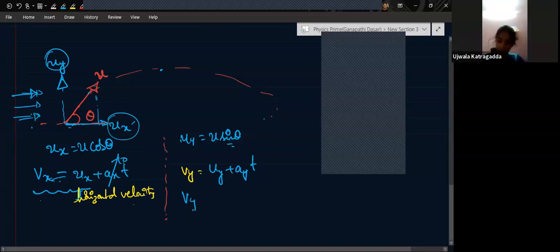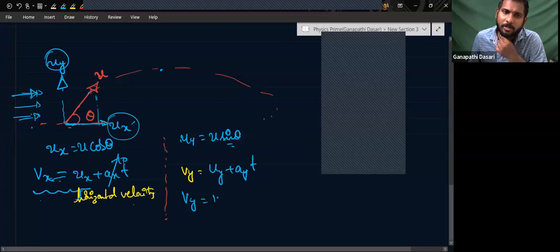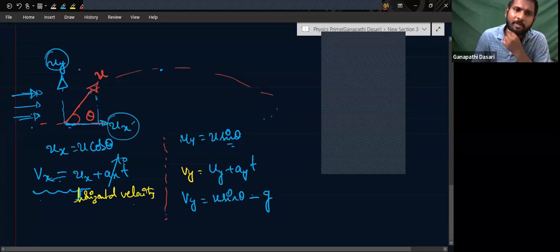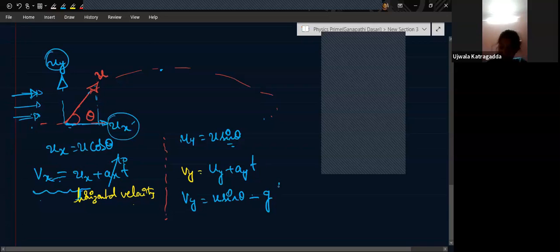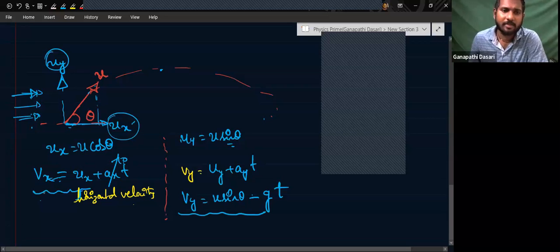But what is vy? Uy is u sin theta, plus ay is what? Minus g, because u sin theta is in the upward direction and g is in the negative direction in the vertical motion, or not? Yes, sir. So vy is u sin theta minus g into t, and vx is nothing but ux, that is equal to u cos theta. Okay.